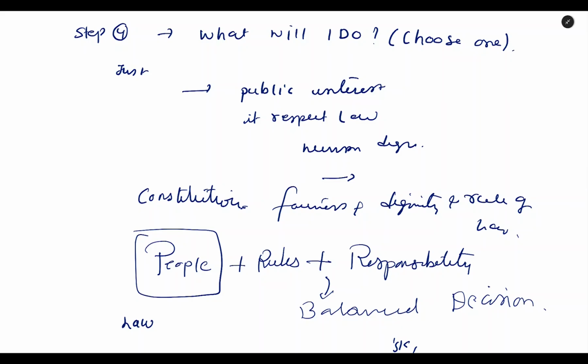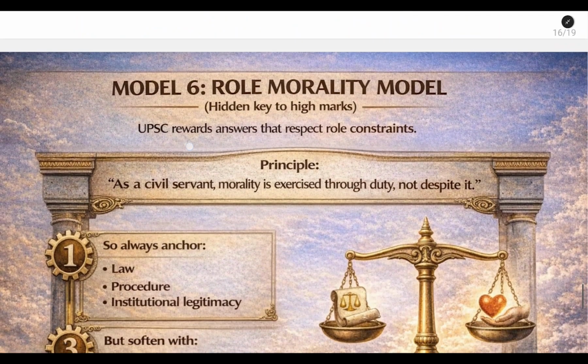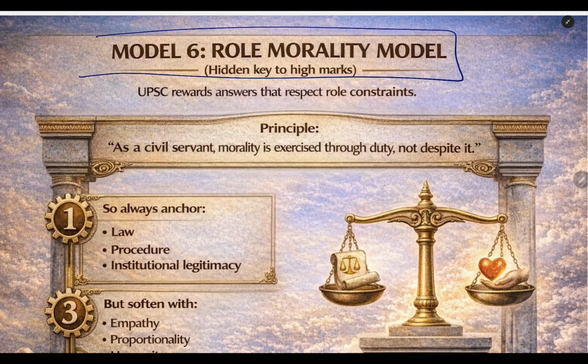I hope you got a clear-cut idea about mental model 5, the case study decision making. When it comes to mental model 6, the role morality model, I hope you are getting the things clearly. Model 6, role morality model, the hidden key to high marks. This is the most important model where you have to understand the core of it, right?